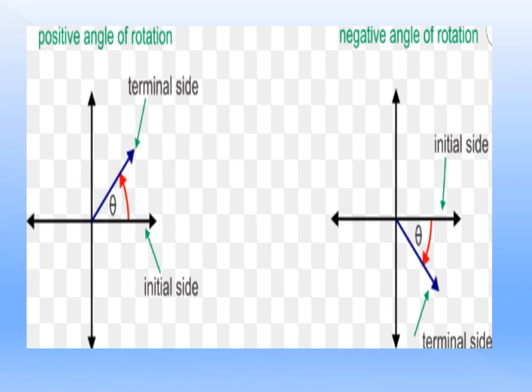This is the initial side and this is the terminal side. As you can see, this is a positive angle rotation, therefore the rotation is counterclockwise. Well, for this one, since this is a negative angle rotation, therefore the rotation will be clockwise. Let's have a clear illustration.